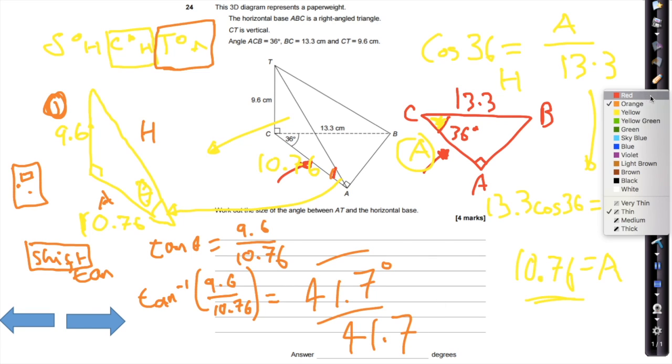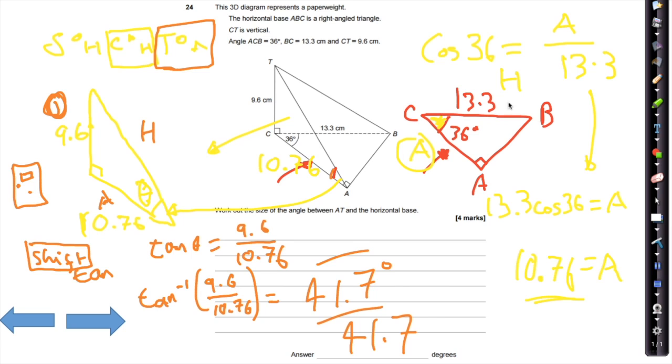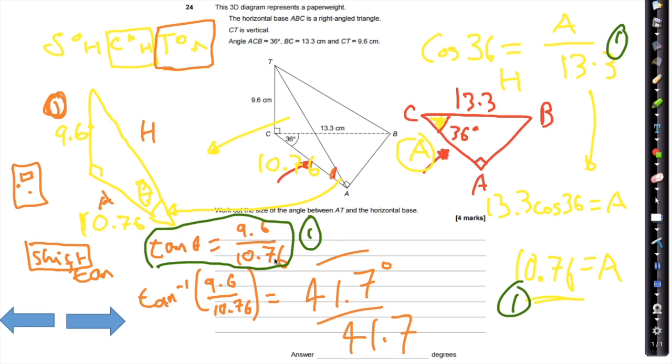So your answer, 41.7 degrees. The marks for this one gives you 4. The first mark is for setting up this, so cos adjacent over hypotenuse, but substituting them in. The second mark is for finding 10.76. The third mark is for the correct use of tan here, and if you didn't get 10.76, but whatever you got here, you put that there, as long as it's 9.6 over that, that's your third mark, and your final mark was for getting 41.7 degrees.